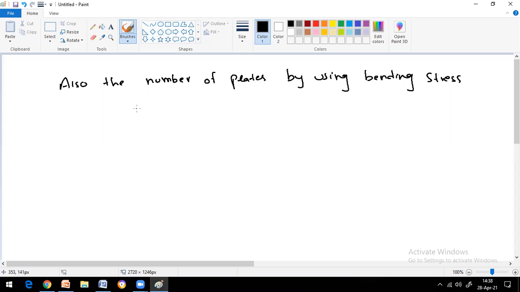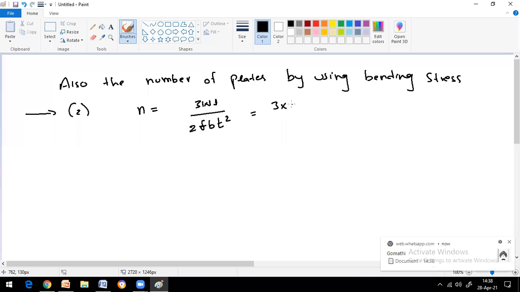By using the bending stress formula, equation 2, n is equal to 3WL by 2FBt squared. So 3 into, what is the load given? 7,500. And what is the length of the member? 750. What is this 7,500? The load acting on the beam is 7.5 kilonewton, which can be written as 7,500 Newton.